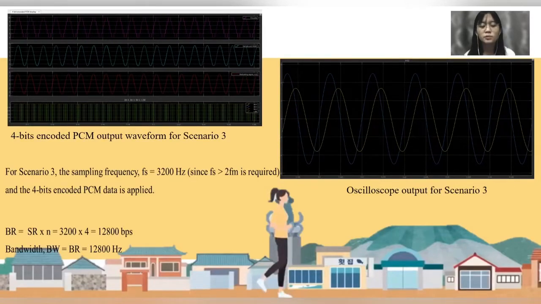For this PBL2, I'm going to explain about part B, which is the sampling for MT is more than required according to Nyquist.